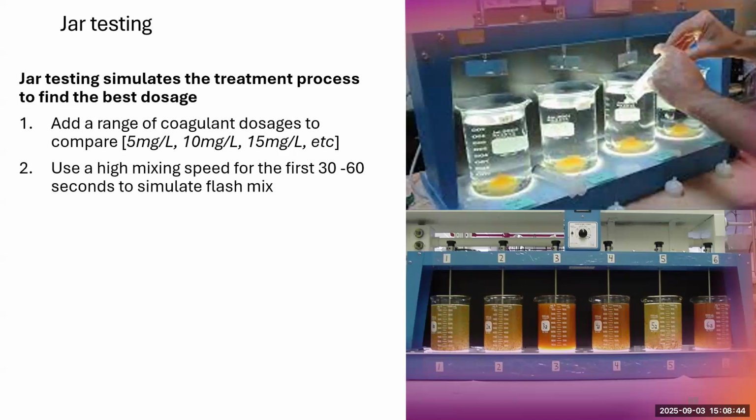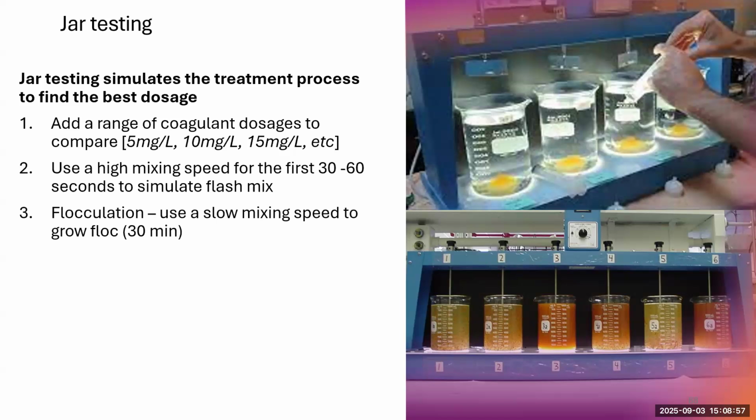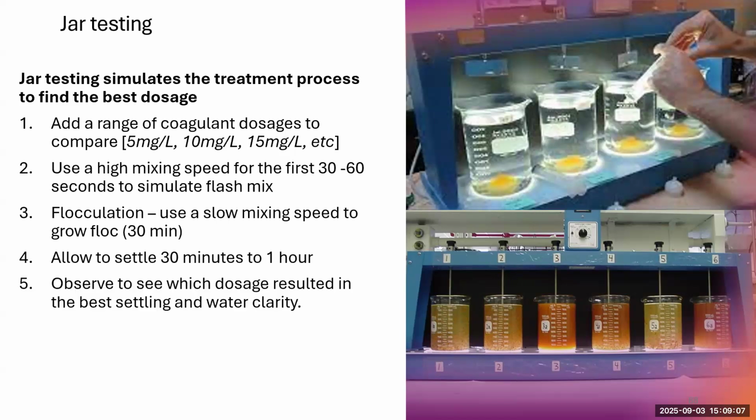Then, in step number 2, we would simulate the flash mix with really high speed mixing, and we might do that for 30 to 60 seconds. Then we'd simulate flocculation by having a slow, gentle mixing speed for possibly 30 minutes. And then we'd allow these jars to settle somewhere between 30 minutes and an hour. That's simulating sedimentation. Then we'd observe what jar has the clearest water, what jar has had the best settling.